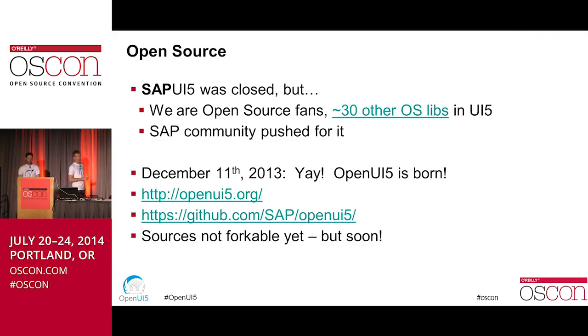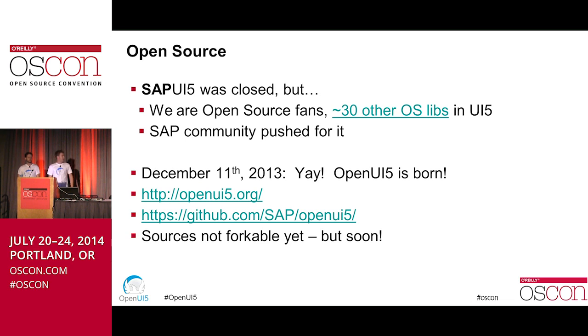This happened only half a year ago in December. This is probably why you also didn't hear a lot about it so far. And the name under which it was now open source is OpenUI5. It's basically the same thing as SAP UI5. The code is identical. There are just some exotic libraries missing from the open source version.